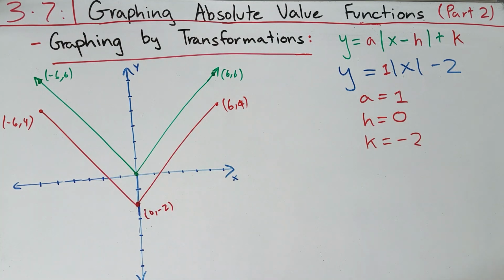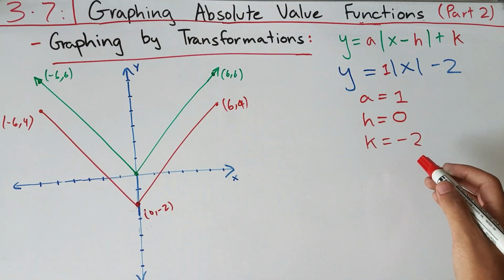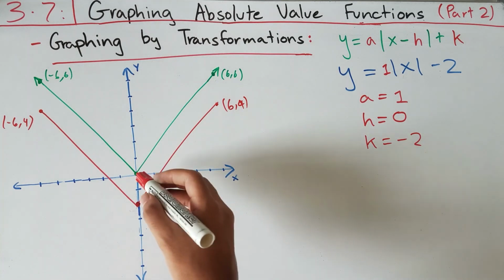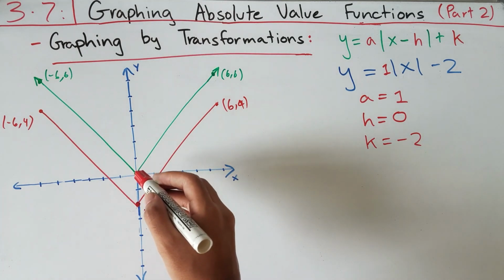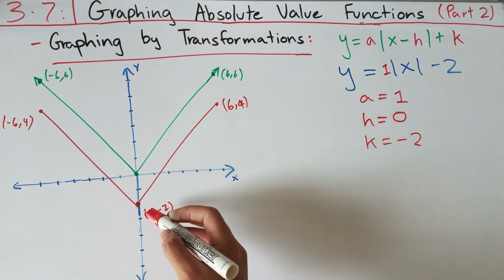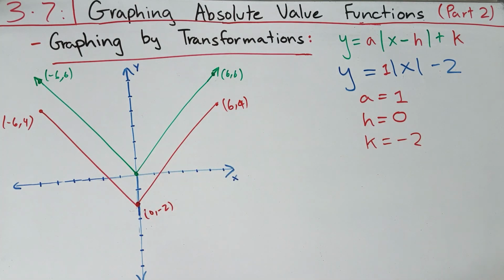Finally, the only thing we have changed is our k value, which is negative 2. So this shifted the function from a y-intercept of 0, 0, which is also the origin. By shifting it downwards, we reached 0, negative 2, which is our new y-intercept.